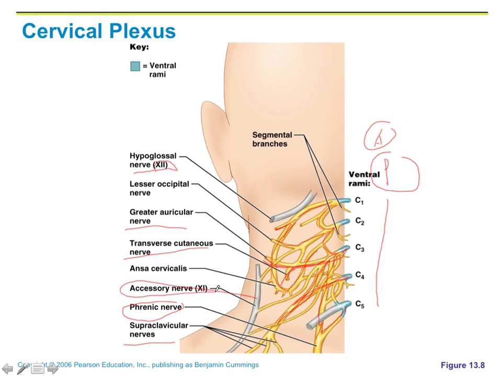So this is the accessory nerve. The accessory nerve is nice. The accessory nerve regulates the trapezius muscle, to regulate the movement of our shoulders. So this nerve also regulates the muscles of the shoulders. Okay, so this is the cervical plexus.